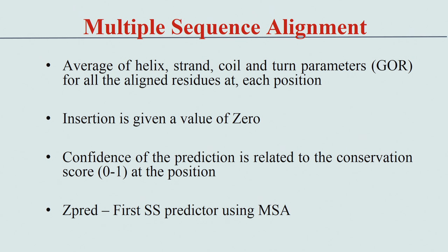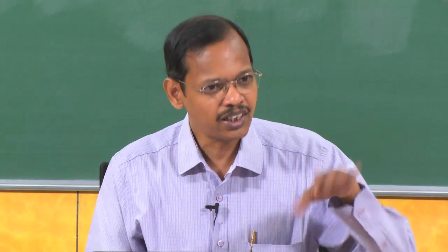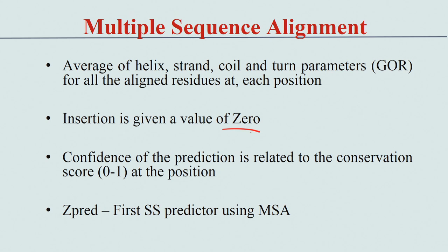Why? Because we get the same information for the same sequence. In that case, if you add up all these things, you will get a high value. So, if it is highly conserved, you will get high confidence values. If it is an insertion or deletion, where there is a gap, then we use a value of 0, and for the others they get the table for the helix, strand, coil and turn and get the values, and finally look at the four different states, then you can predict. The confidence is based on the conservation score, between 0 and 1. If it is 1, then you can get higher confidence than with the value of 0. So, the first predictor is JPred, the first secondary structure predictor using multiple sequence alignment.